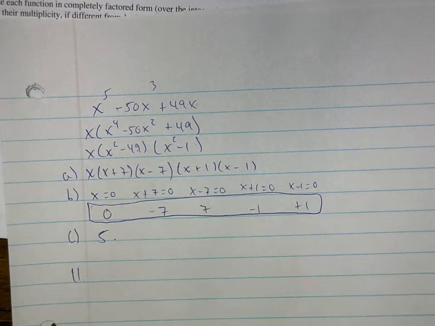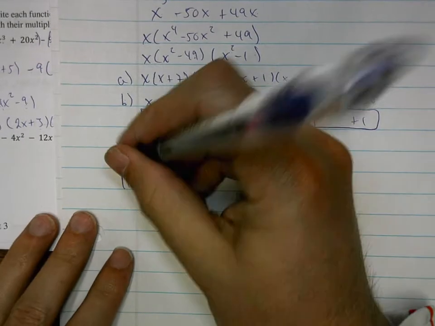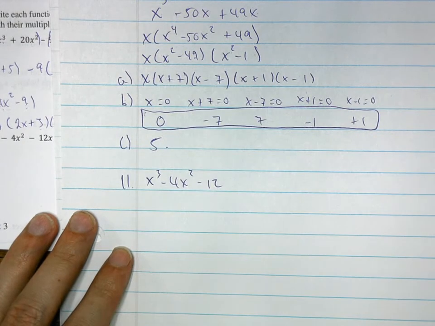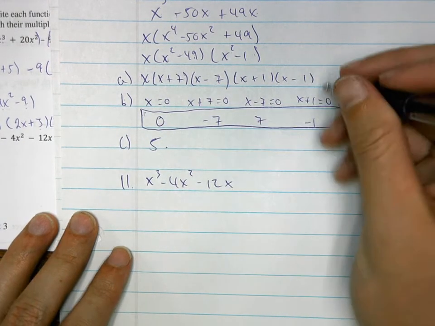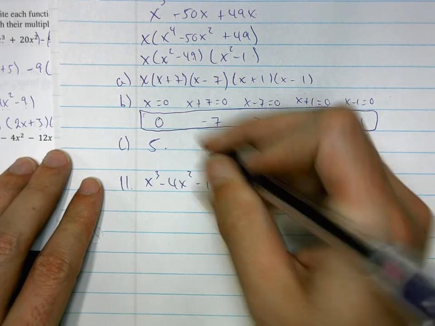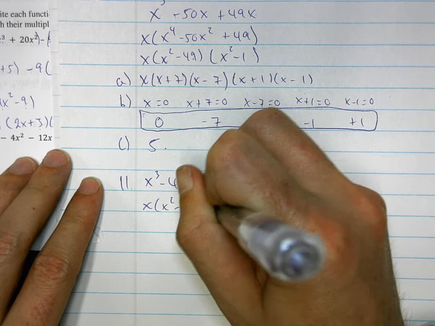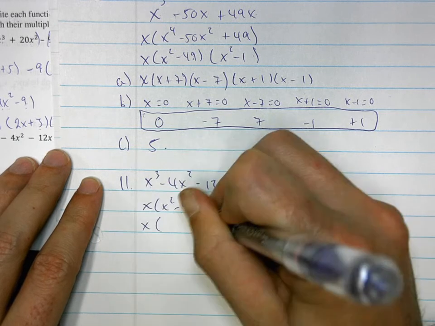Number 11. x to the third minus 4x squared minus 12x. Take out the GCF first. They all have an x in them. x squared minus 4x minus 12. And then you would factor this.